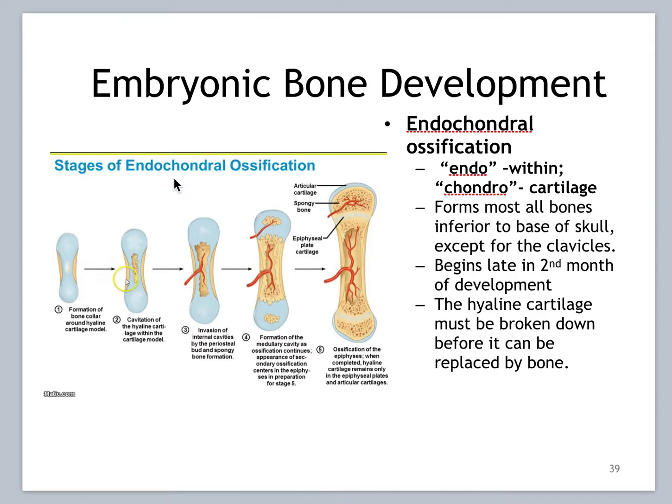The name endochondral means within the cartilage. It's hyaline cartilage, so chondral means cartilage. So this implies bone formation that comes out of cartilage, endochondral ossification. And basically this is all the bones inferior to the base of the skull except for the clavicles.